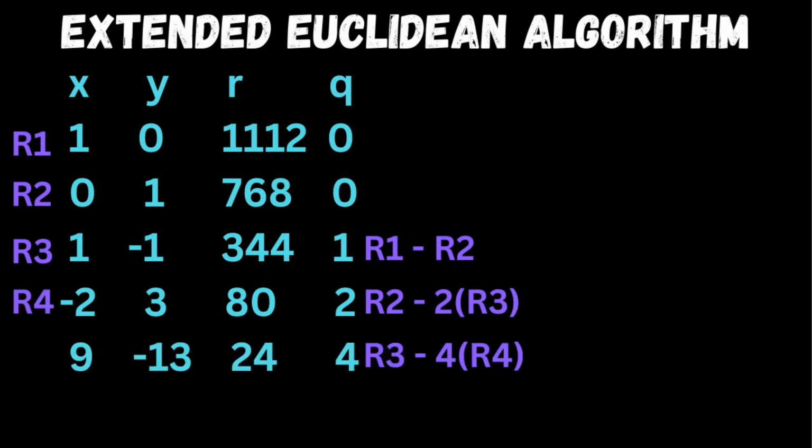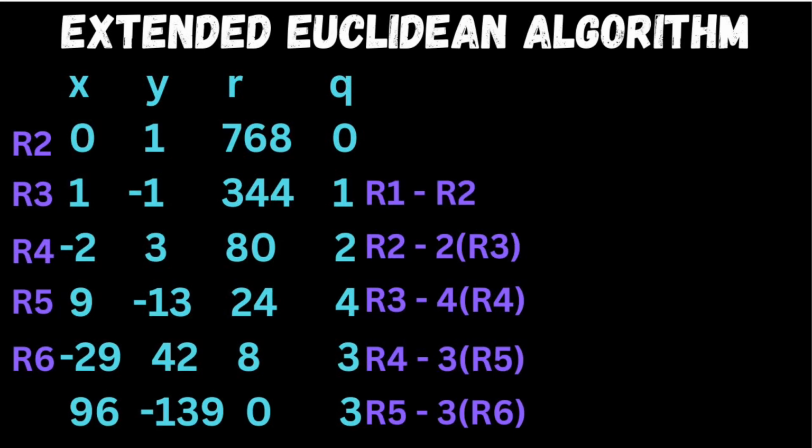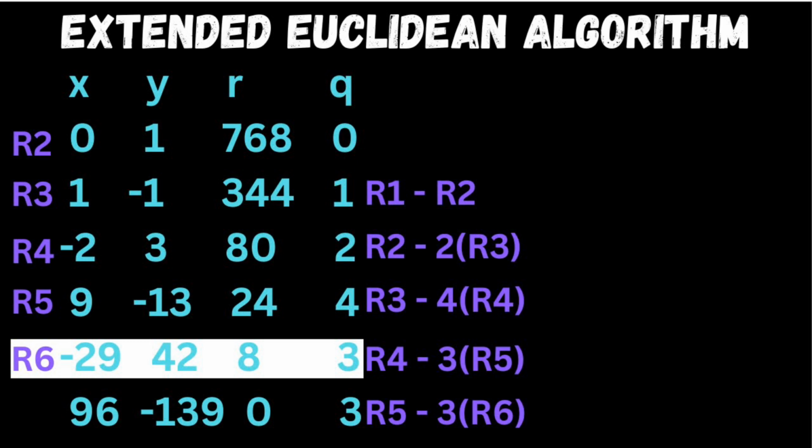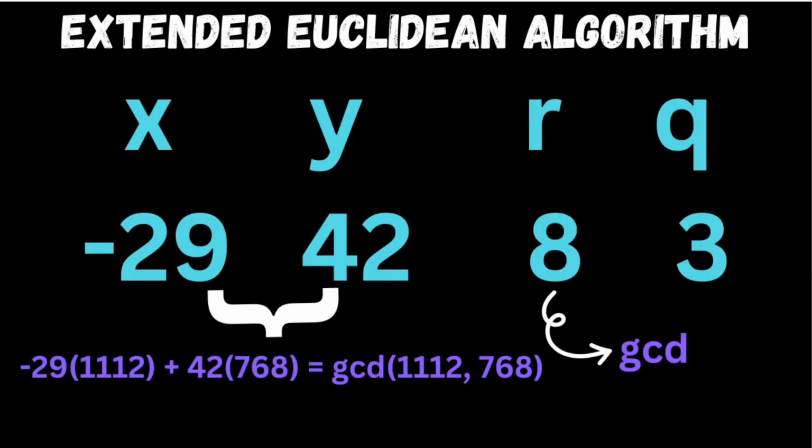So now we just keep going until the r value becomes 0. Now, look at the numbers just above the 0 row. The r value in this row is the GCD of 1112 and 768. And another cool thing is that this row is the solution to the equation 1112s plus 768t is equal to the GCD of 1112 and 768. So if you're also asked to solve the linear equation, s would be negative 29, which is the x value, and t would be 42, which is the y value.